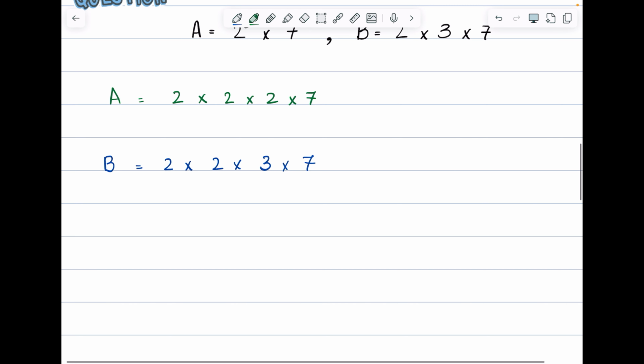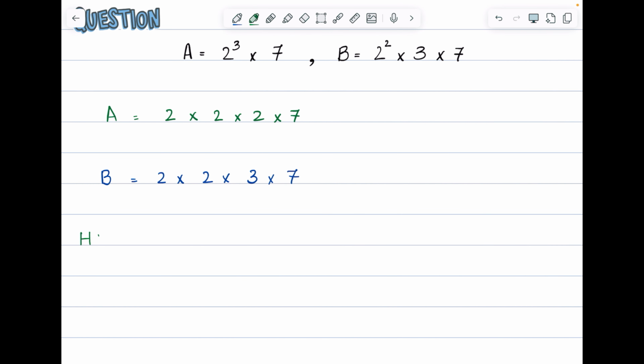ठीक है? First and foremost, for the HCF, what I'm going to do is I'm going to make pairs of like numbers. ठीक है? So let's say I have a pair of 2 and 2. बिल्कुल. I have another pair of 2 and 2, and I have a pair of 7. Correct? So the HCF, you're going to pick one number from each pair. हर pair से आपने एक number उठाना है. 2, another 2, so times by 2, times by 7. So 2 times 2 is 4, and 4 times 7 is 28. So the HCF is going to be 28.